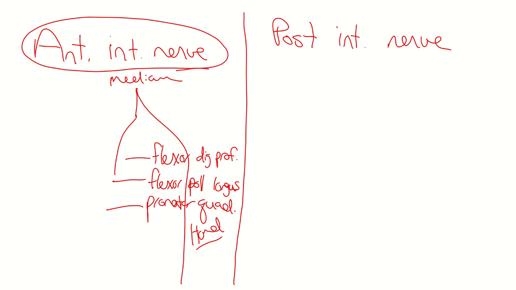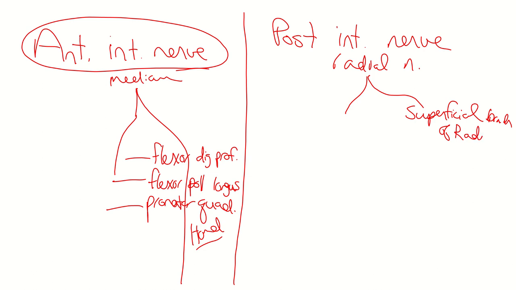Now, the posterior interosseous nerve, although it has a similar name, is coming from a completely different source. It is actually going to come from the radial nerve. After the radial nerve passes the elbow, it's going to split into a superficial branch. The superficial branch of the radial is going to run underneath, deep to the brachioradialis muscle, and is only cutaneous. It will terminate on the dorsal aspect of the lateral part of the hand. So that's a cutaneous nerve.